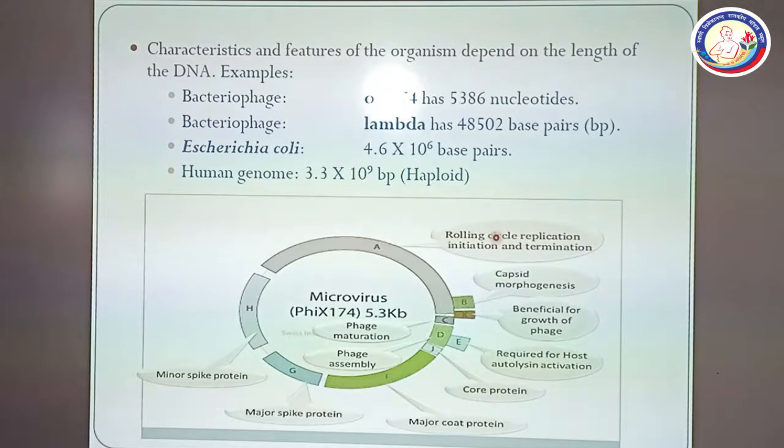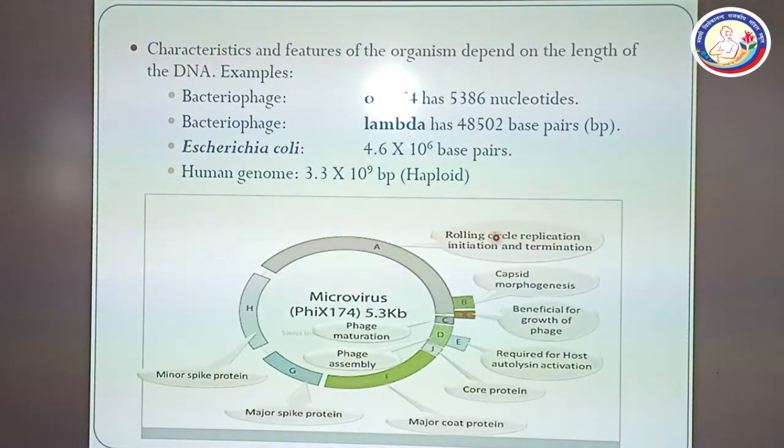Now, characteristics and features of the organism depend on the length of the DNA. For example, in the bacteriophage there are 5386 nucleotides present, and the example of this bacteriophage is phi X 174. Second example of the bacteriophage is lambda and it contains 48,502 base pairs. In the next one, Escherichia coli.